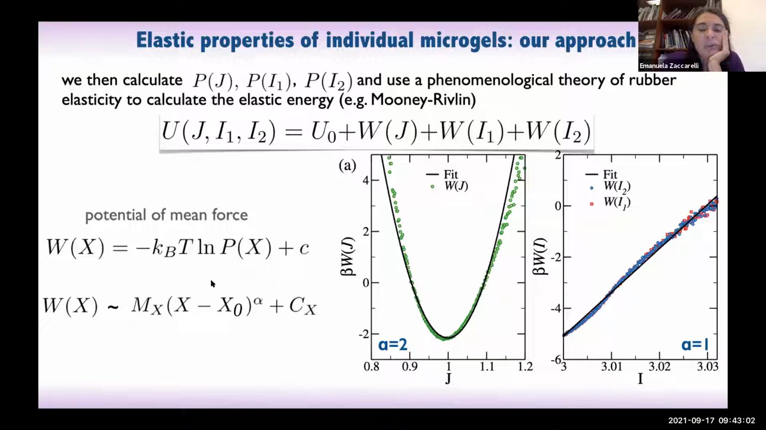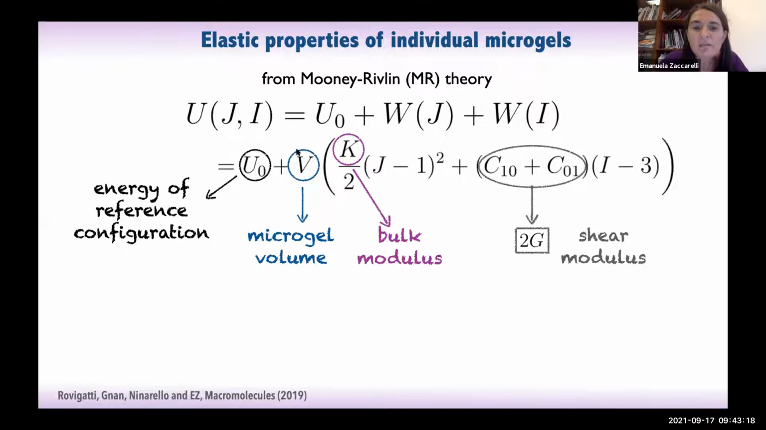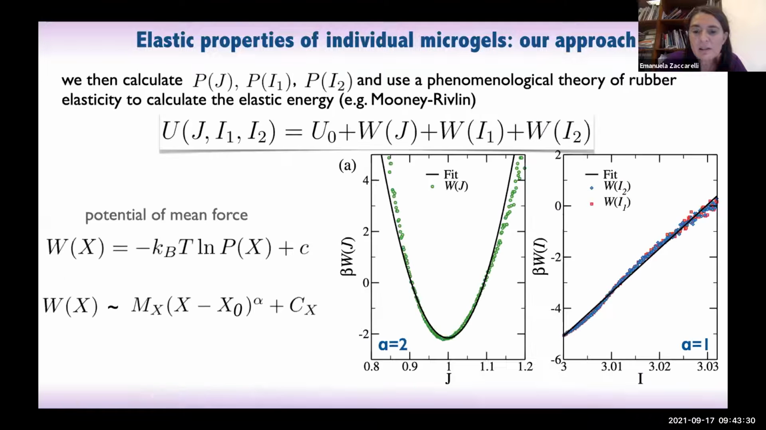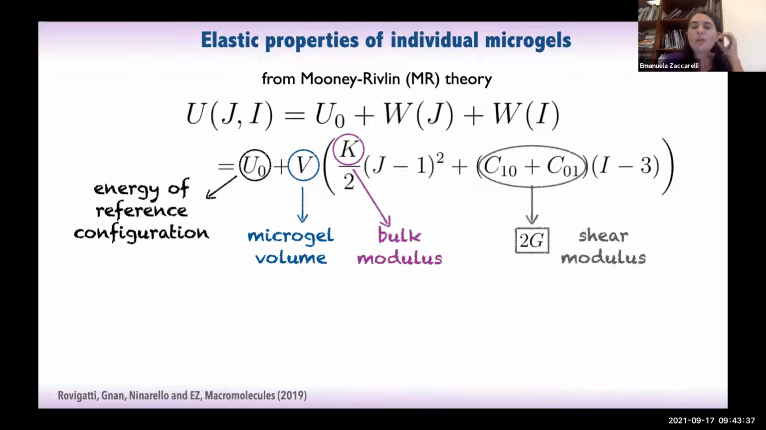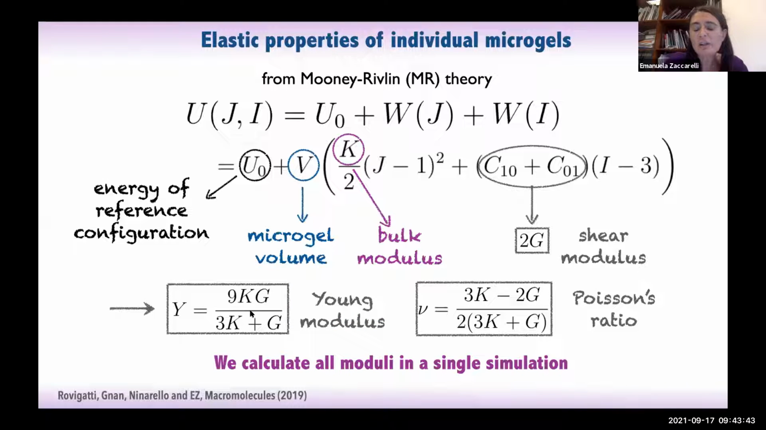The Mooney-Rivlin theory in particular tells you that these terms of the energy are quadratic for J and linear for I1 and I2, which appear to be identical in our case. Within the theory, you can relate these terms to the moduli, because W of J is simply the volume times K divided by 2, J minus 1 squared, and so on. Fitting this data from the simulation, the prefactors give you K and G, the bulk and the shear modulus. So in a single trajectory we calculate two moduli, and then using the linear relations between the moduli, we also get the Young modulus and the Poisson ratio.